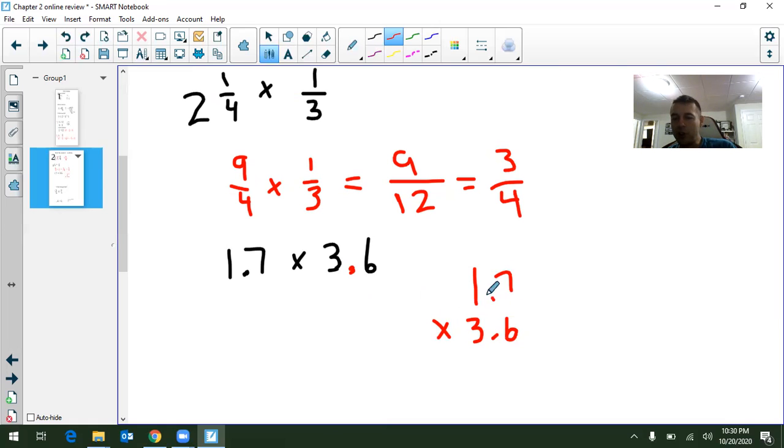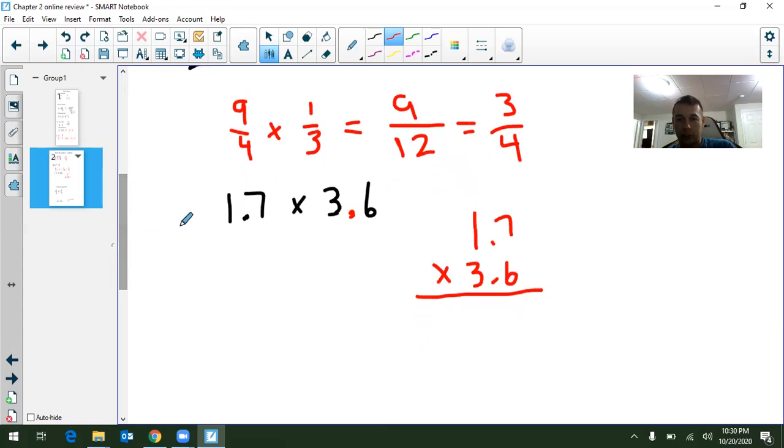So one thing to note, you don't have to line up the decimals in this case. In this case, it worked out, but you don't have to. So we just do our multiplication. We can ignore the decimals for now. So we'll do 6 times 7 is 42, carry our 4. Then we're going to do 6 times 1 is 6, plus our 4 is 10, so 102.